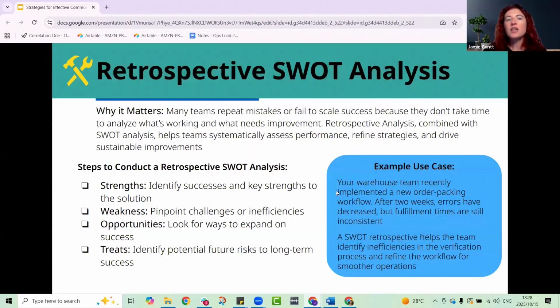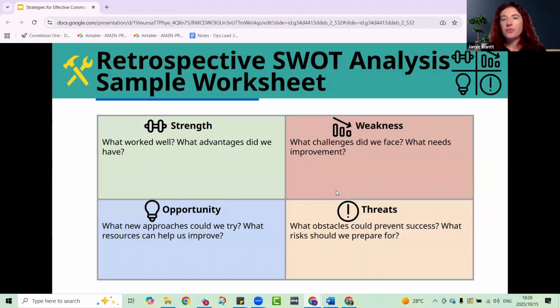You can use a retrospective SWOT analysis, so identifying the strengths, weaknesses, opportunities, and threats, not treats, it's threats. So this is an example of what that might look like. It's similar to the prioritizing matrix, but this is more looking at what worked well, what were the challenges, what's the opportunity, what other approaches might we try next? And then we're going to look at the threats. What are the obstacles that could keep this from going well? Why will this maybe not work, right? So you can kind of go through this.